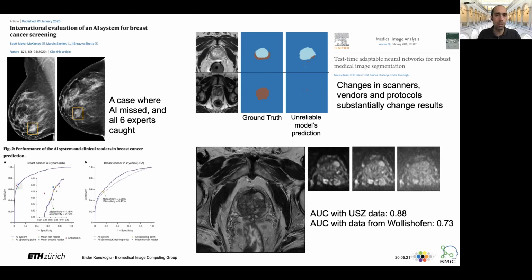And then we took 30, 35 subjects coming from this other site in Wollishofen. And the algorithm did much worse. Instead of 88, now we're at 73 AUC. I hope this is enough evidence that the algorithms we have right now are nice, and in controlled settings they perform really well. So that's extremely motivating, but they're very far away from what we can actually trust. And that's an interesting point.